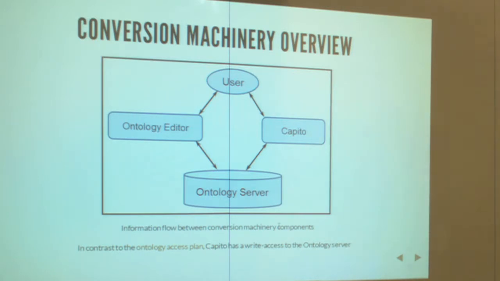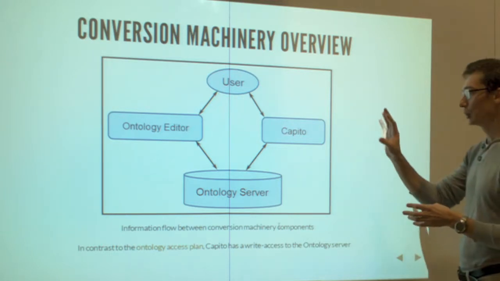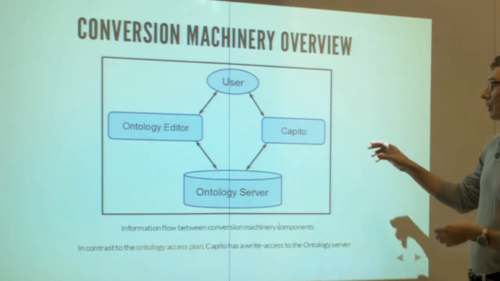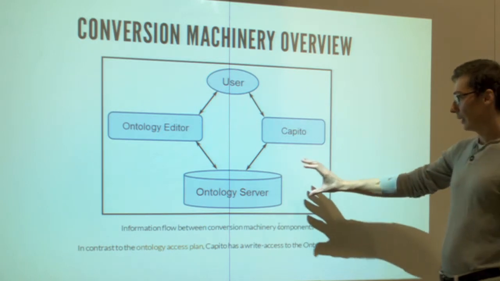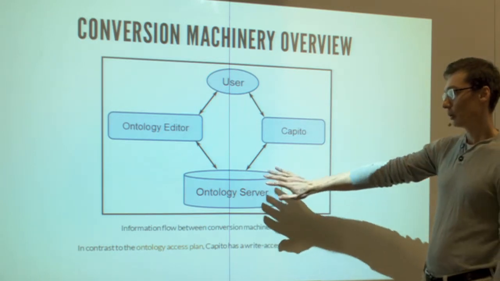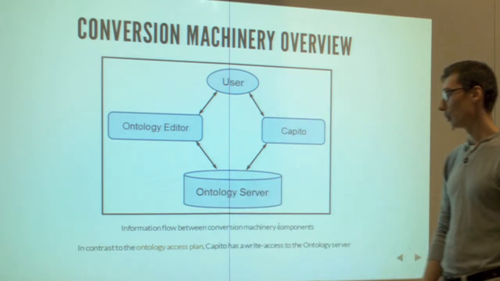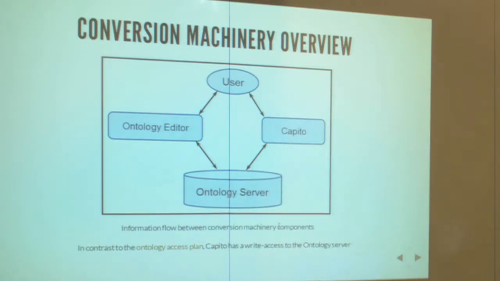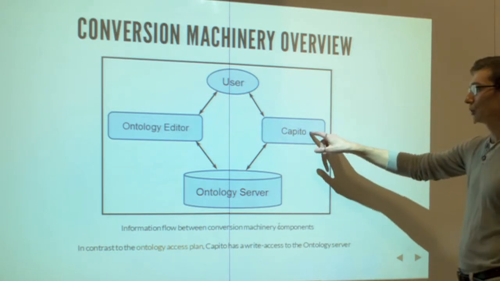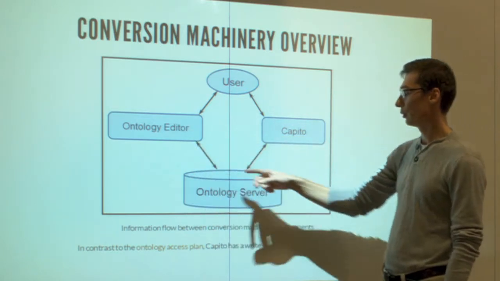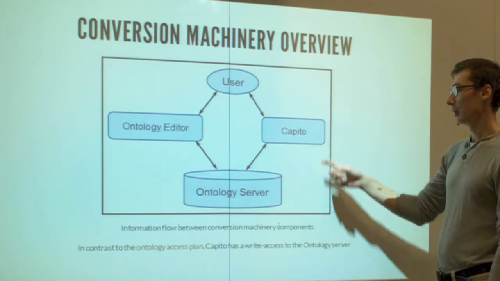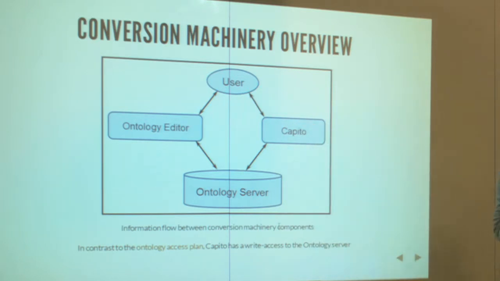The overview of information flow between different elements in this whole machinery could be seen like this: our triple store with our data layer will be sitting here, and it's called the ontology server. Both the conversion system and the editor talk to it in a read-only mode, but each of them sees only that which belongs to its area of interest, so to say.